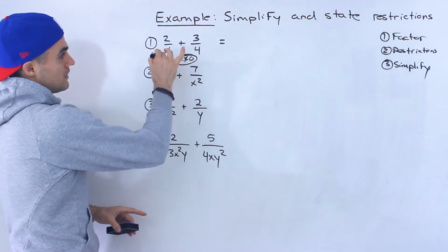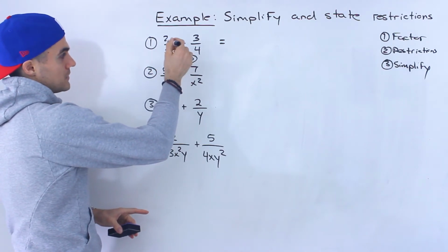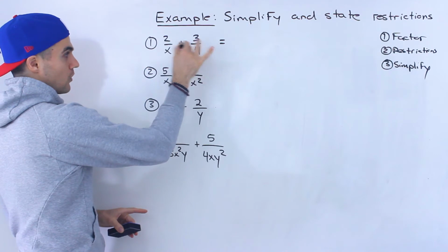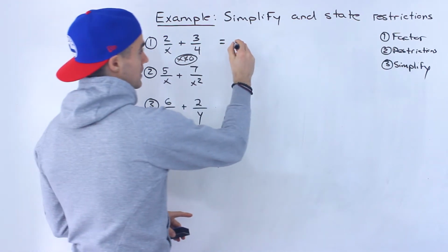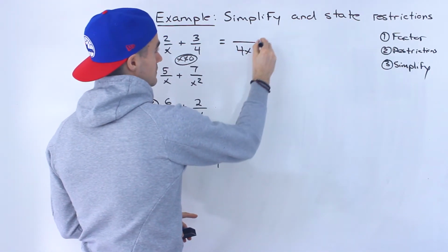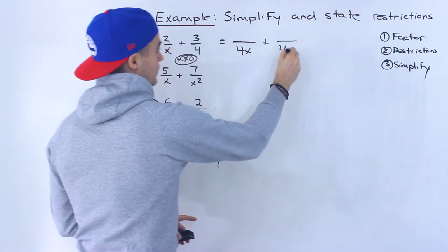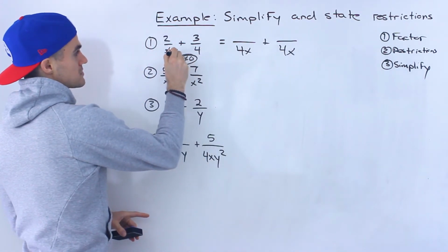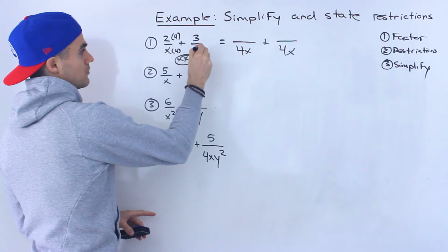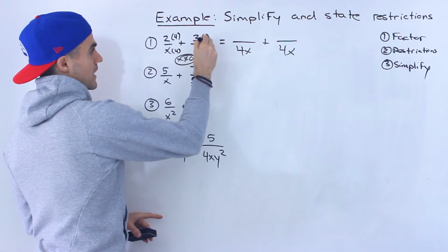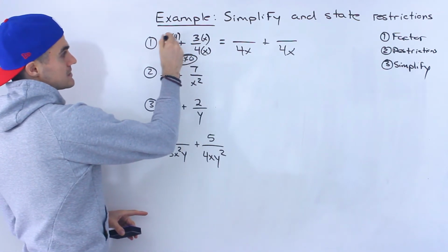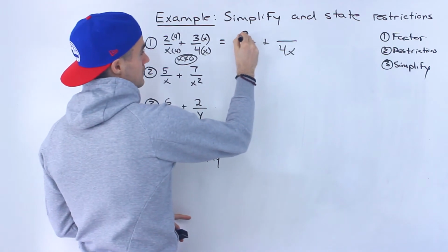All right, so from here, what is the lowest common denominator between 4 and x? It's actually going to be 4x. We would multiply these two, so we multiply this by 4, multiply this by x, the top by x. So we would end up having 8 plus 3x.